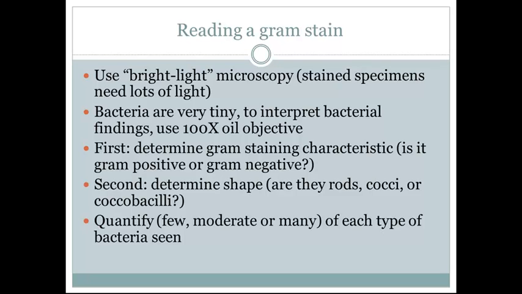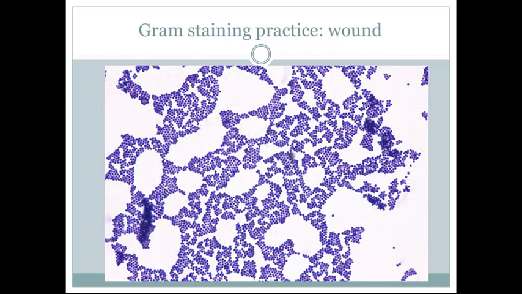First, you will determine the gram staining characteristics, so if it's gram positive or gram negative. Then you will determine the shape, whether it's rod, cocci, or spirilla. And then you would want to quantify as few, moderate, or many of each type of bacteria seen.